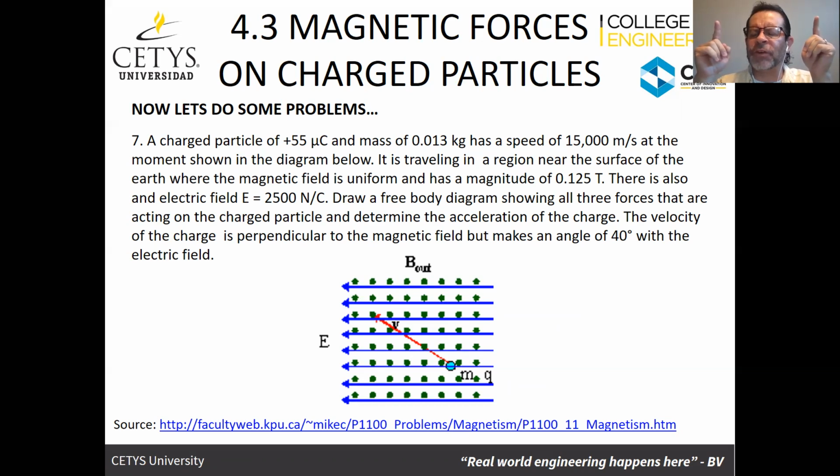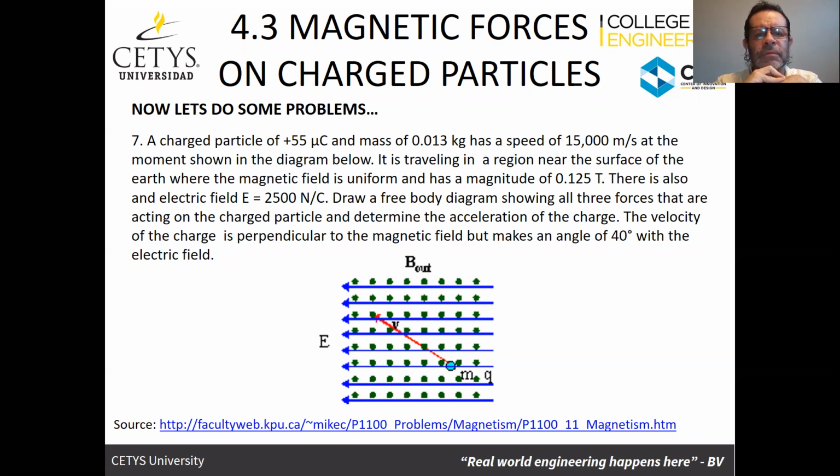Can somebody tell me the three forces that are acting on the charged particle? What are those three forces? Anybody? There's three forces that are acting on this particle that's moving through the magnetic and electrical fields. What are these three forces? Can somebody tell me? Anybody?